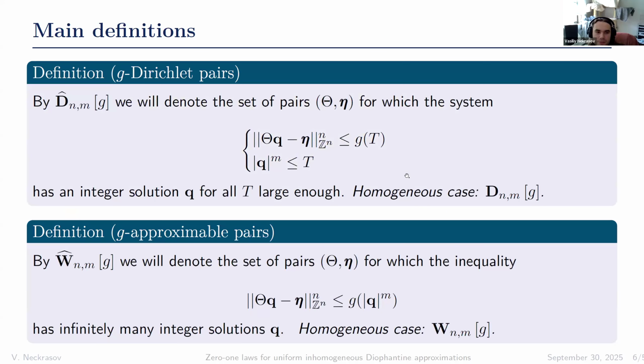So more specifically, probably here it is more clearly formulated. First, if we require solutions for any t large enough, it is called G Dirichlet and denoted as D. And second case, if we require G approximable, we require this system to have infinitely many unbounded set of solutions. And we denote this set as W nm of G. And it is well known that the solvability of this one inequality for infinitely many Q is equivalent to solvability of this system for infinitely many T.